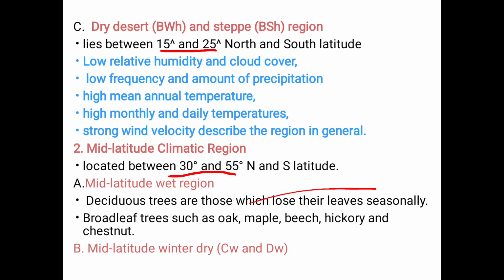Another, broadleaves like oaks, maples, beeches, hickories, and chestnuts are found here in the mid-latitude wet region, as we have learned in class. The second subdivision of the mid-latitude climatic region is mid-latitude winter dry.